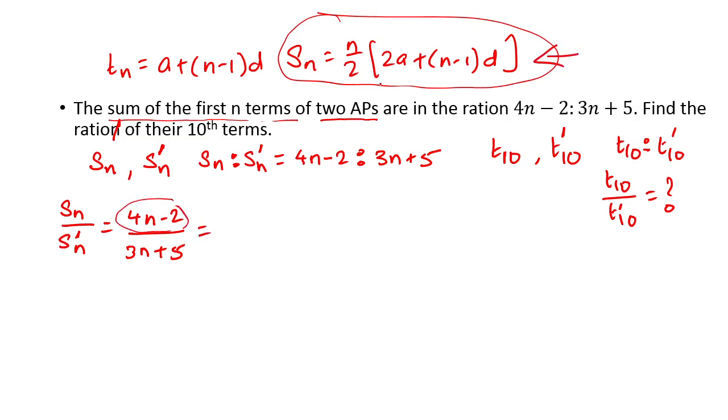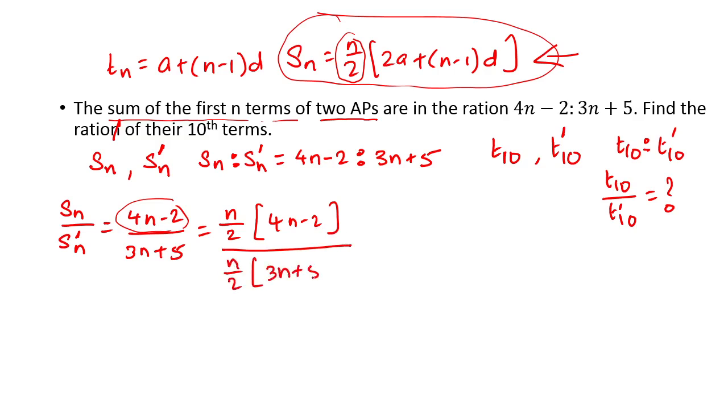So let us try to put these terms in this general Sn form. For that, there has to be n upon 2. So what I'll do is I'll multiply and divide by n by 2. So n by 2, inside I have 4n minus 2, divided by denominator also n by 2, and I have 3n plus 5. Anyway this cancels, so now I have got n by 2.